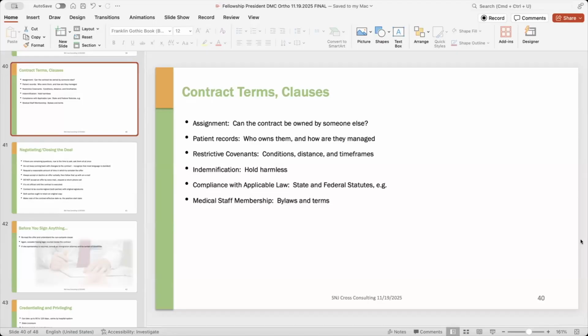Then we have the medical staff membership. There will usually be language that speaks to whether or not you have to have medical staff privileges, even if you don't work in the hospital, if you're not going to be doing procedures in the hospital. It just becomes a part of your employment within a medical group. And that applies to whether you're in a for-profit organization or a not-for-profit organization.